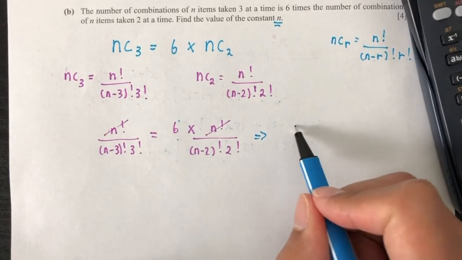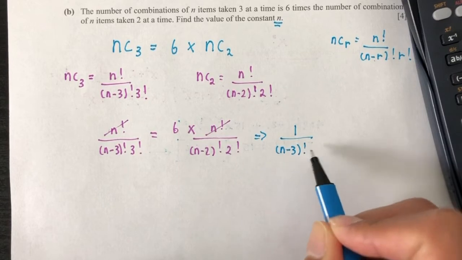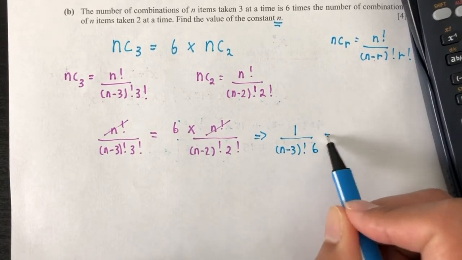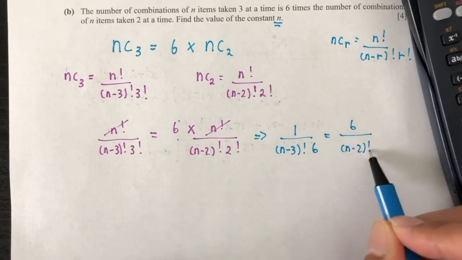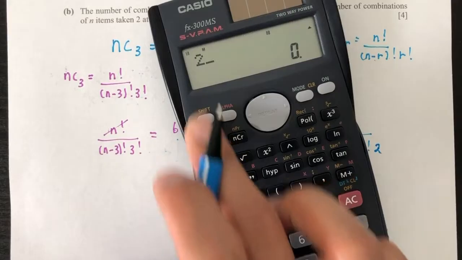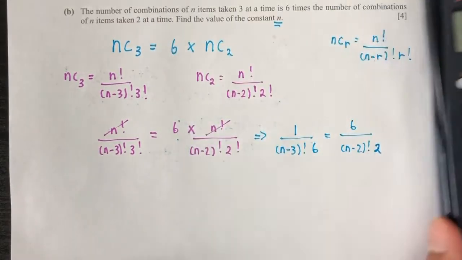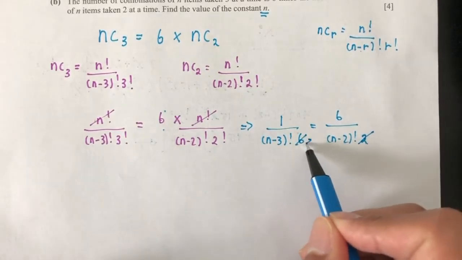That will be 1 over n minus 3 factorial. This is 6 equal to 6 over n minus 2 factorial. 2 factorial is just 2. We can check. So 2 factorial is just 2, right? Now we can simplify this. So 2 goes away. That will be 3.